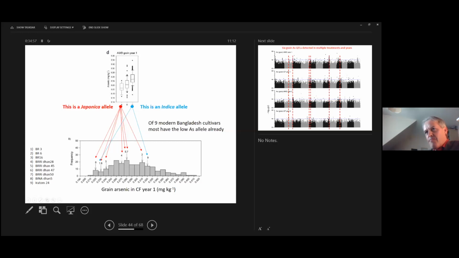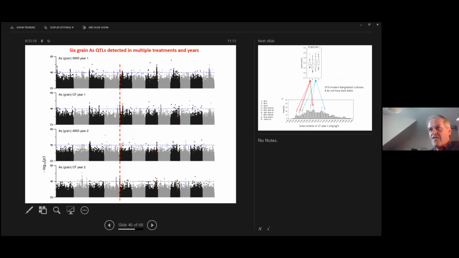And luckily, most of them, by fluke I would imagine, have the japonica allele for this arsenic QTL, because they are indica genotypes, whereas only 2 of them have the indica allele. I'll give you one other example, and I'll go through this very quickly because I'm aware of the time.